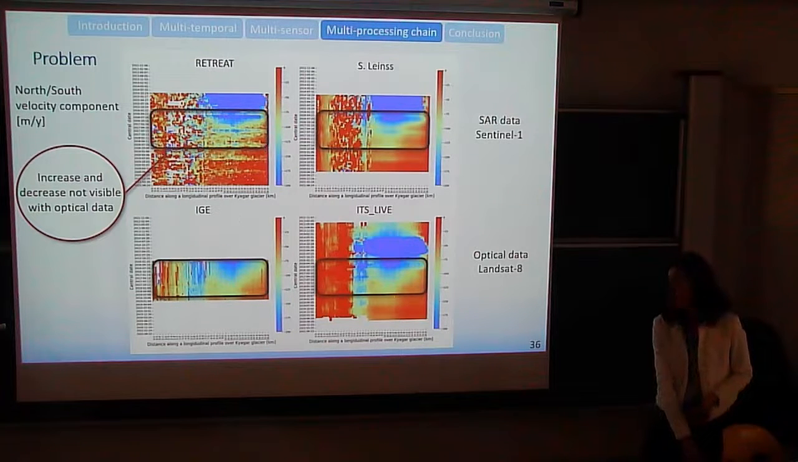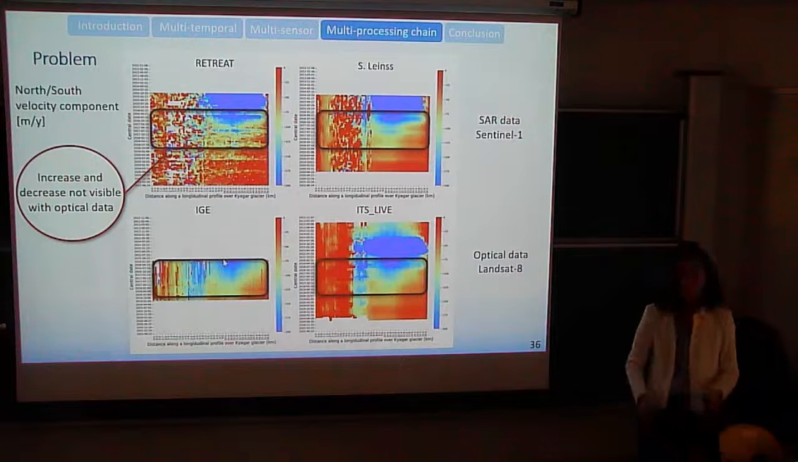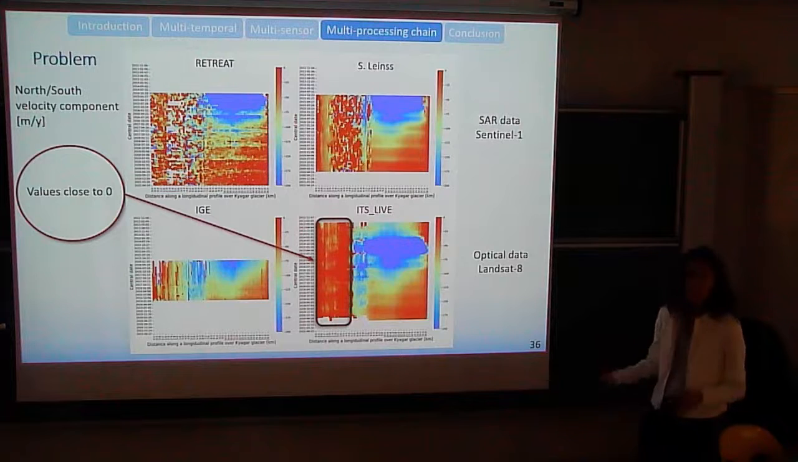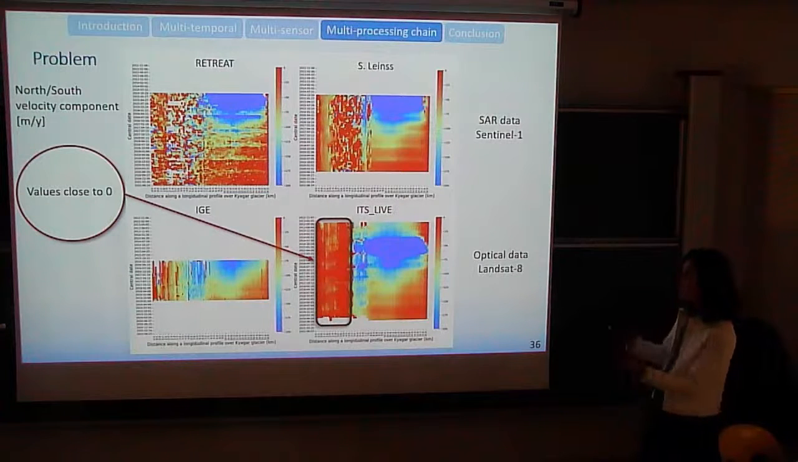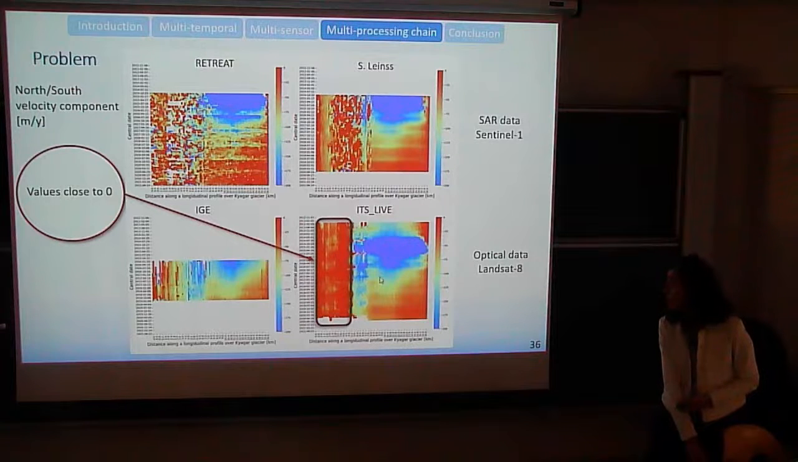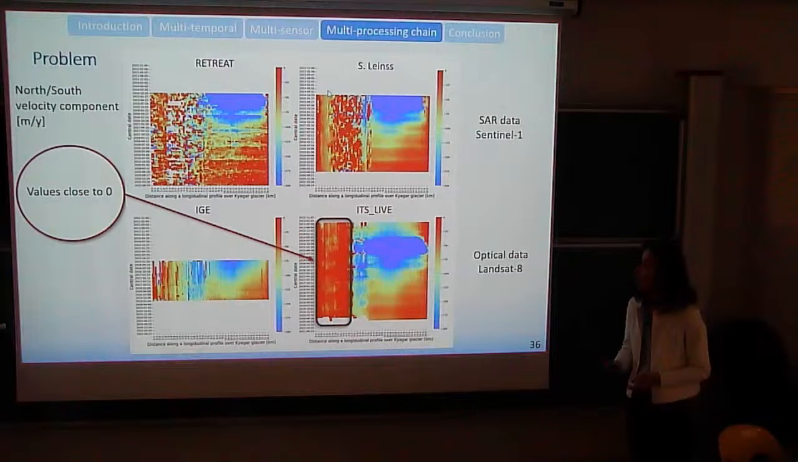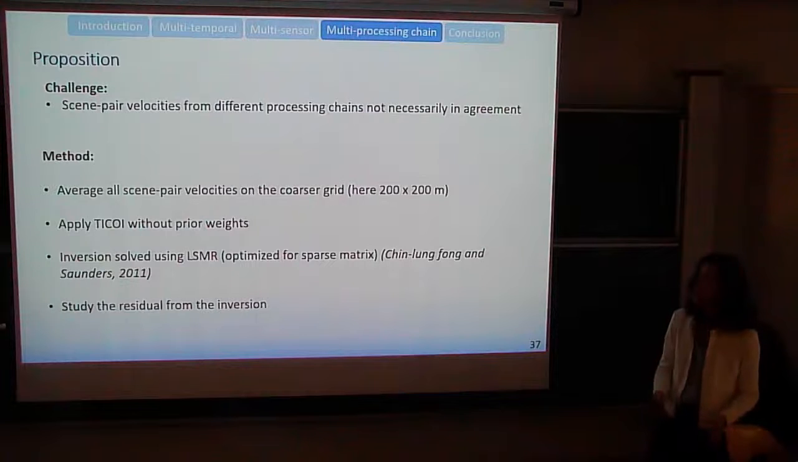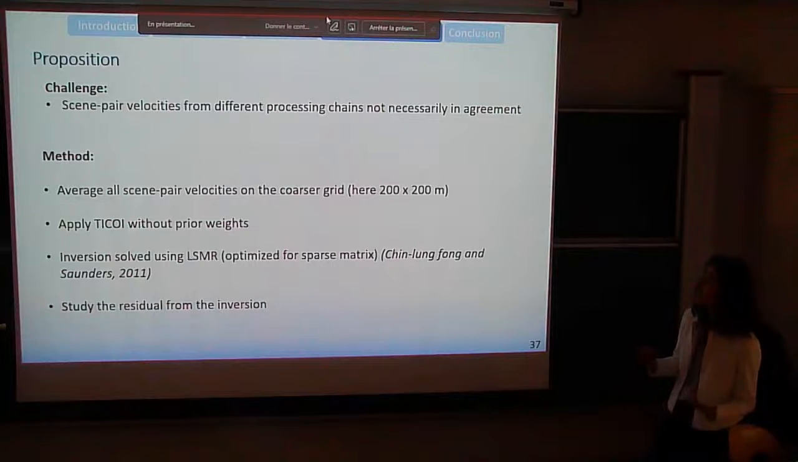velocity, which is not visible in the simple velocities based on optical data. We can also see that there are discrepancies between processing chains, so here's the processing chain from each line, and we have values which are close to 0, which are not visible in the other datasets, such as here with the Soutenance datasets. So the challenge here is that we have simple velocities from different processing chains, but not necessarily in agreement.